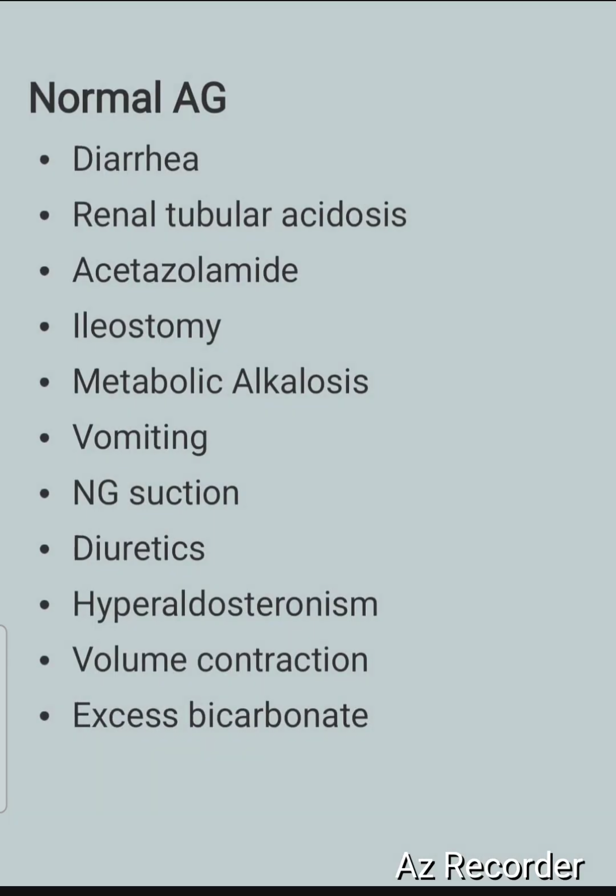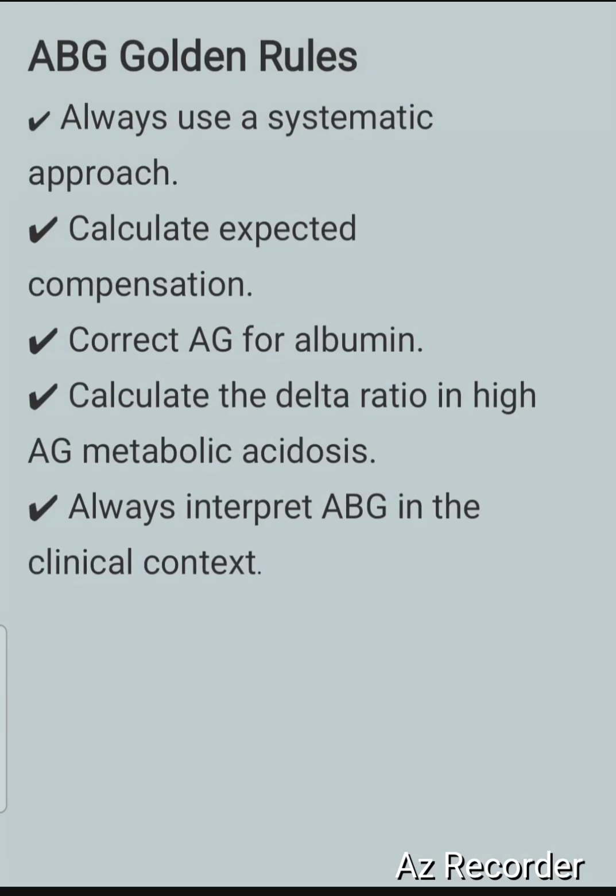So normal anion gap metabolic acidosis is in diarrhea, renal tubular acidosis, acetazolamide, ileostomy. Metabolic alkalosis: vomiting, NG suction, diuretics, hyperaldosteronism, volume contraction, and excess bicarbonate.